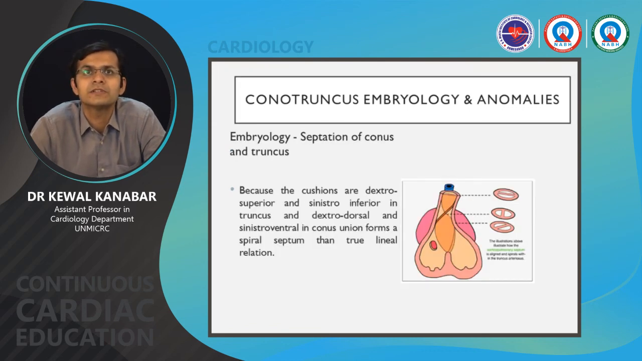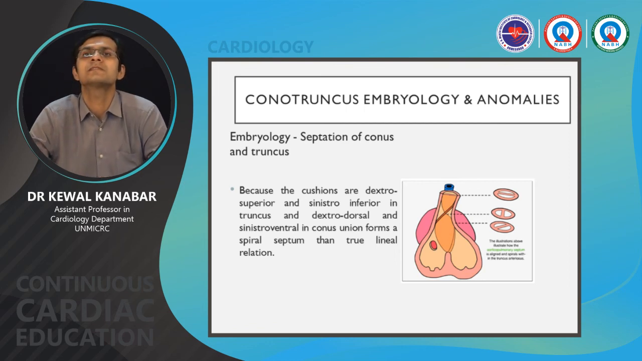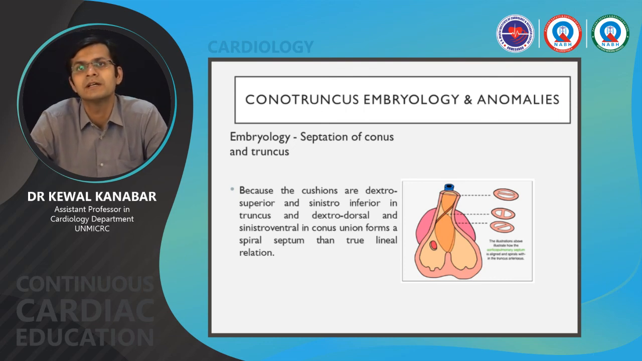Now, in the septation of the conotruncal septum, we need to understand that in the truncus, the cushions are dextro-superior and left inferior. So, they are right superior and left inferior. Whereas in the conus, these cushions are dextro-dorsal, that is right posterior, and sinistro-ventral or left anterior. And that is why the conotruncal septum which develops in the truncus arteriosus is always a spiral septum. We will see it in one of the upcoming slides that the conotruncal septum which develops is basically a spiral septum. So, some people also call this conotruncal septum as the spiral septum.